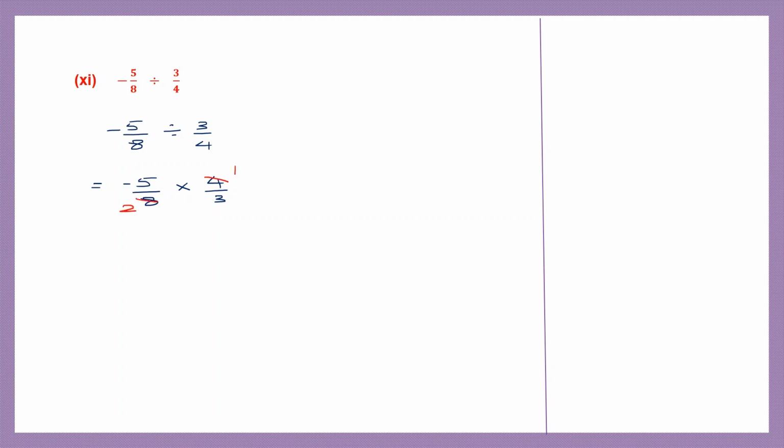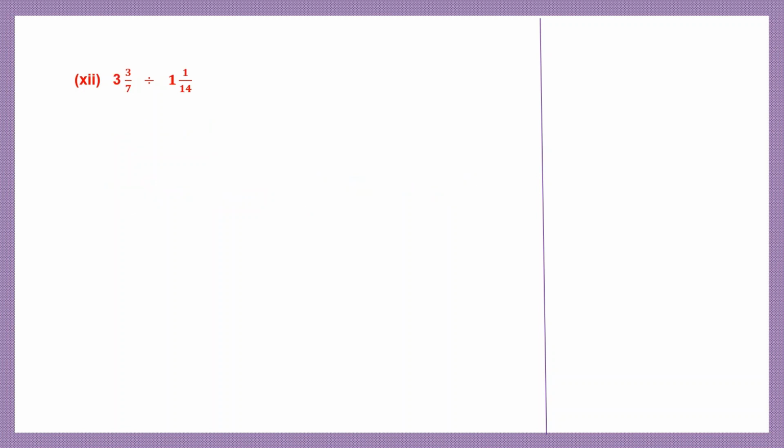So here in the numerator we have minus 5 into 1 and in the denominator we have 2 into 3. So let's multiply that. Minus 5 into 1 is minus 5. 2 3s are 6. The answer is minus 5 by 6.